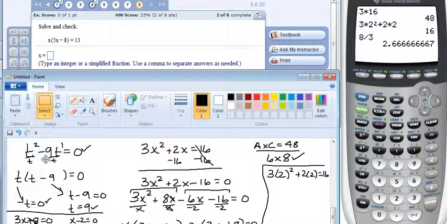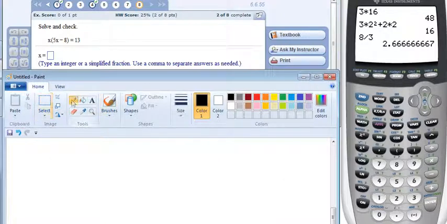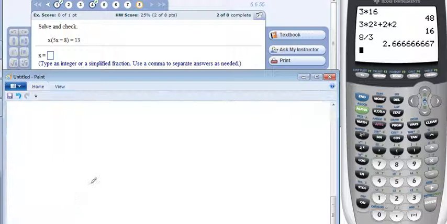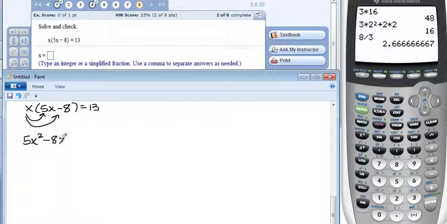Let me get a nice fresh screen for you. Only for you. All right, what do we do with this? This disaster. No, I'm just kidding. Well, first of all, we'd have to get it set equal to 0. That's our goal. What I'm going to try to do is clean this up a bit. I don't want these parentheses in there, so I'm going to distribute first. So x times 5x is 5x squared. And x times a negative 8 is negative 8x. And that's equal to 13. And now I can subtract my 13 across.